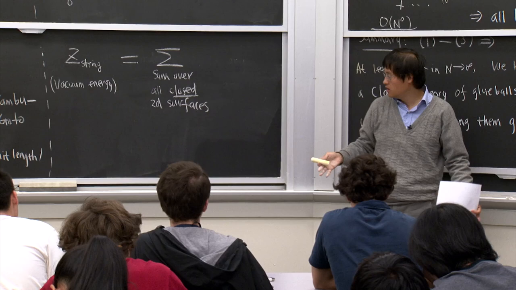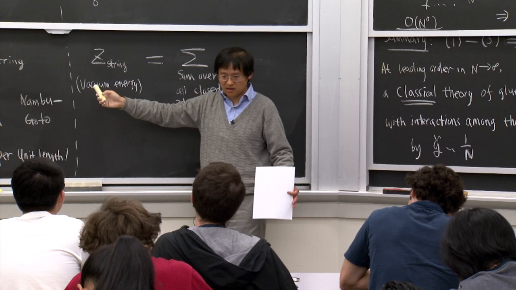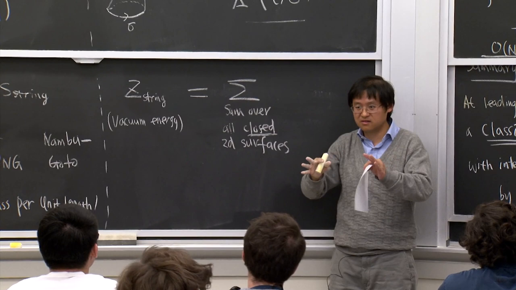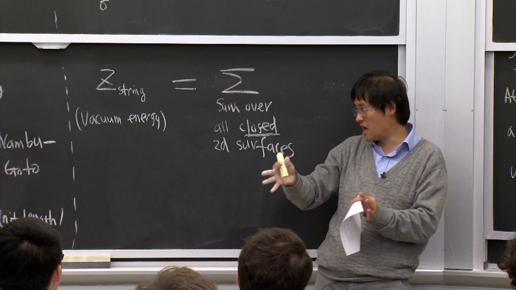So if we want to calculate the vacuum energy in string theory, it should correspond to the virtual string motion. And again, the virtual string motion should correspond to a sum of all such surfaces without any external legs. So they should be closed surfaces, okay? Should be closed surfaces, as the analog of the particle case.